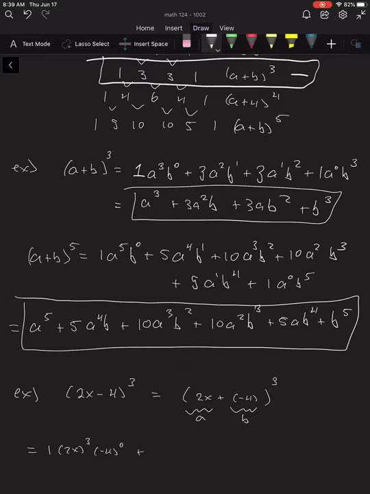Okay, so now the next term, plus. Our next number in Pascal's triangle is 3, so we put a 3. Then we have 2x, we count down. Before it was a power of 3, now it's a power of 2. And minus 4. Before it was a power of 0, now it's a power of 1. Plus, the next number in Pascal's triangle is 3, so we put a 3. Then we have 2x, count down, so 1, and minus 4, count up, so it's going to be 2. Plus, the next number of Pascal's triangle is a 1. So now we have 2x, count down, so it's going to be 0. Then minus 4, we count up, now it's going to be 3.